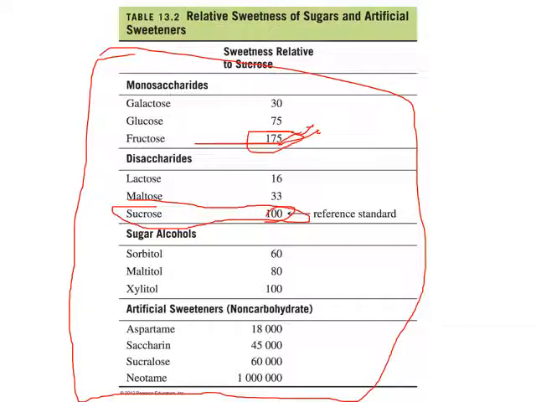All right. Here's the curious thing. If you look at artificial sweeteners like aspartame or NutraSweet, it has a score of 18,000, which is 180 times sweeter than table sugar. So one molecule of aspartame is equal to about 180 sucrose. That's why it's really powerful in terms of its sweetness. Okay.